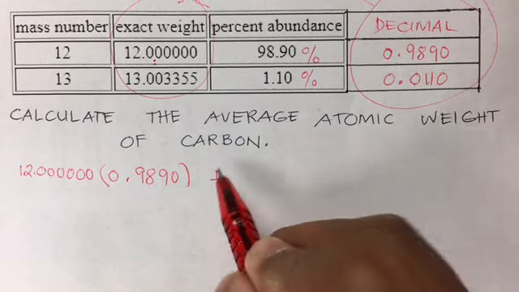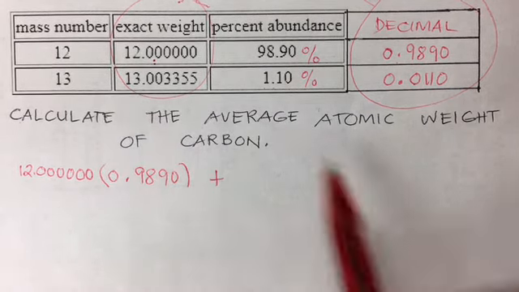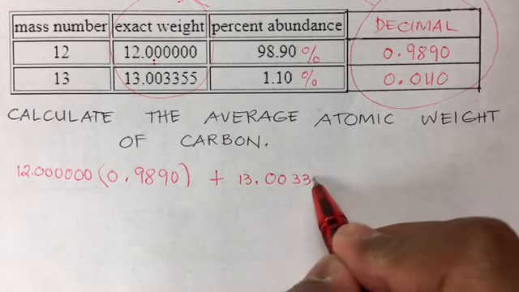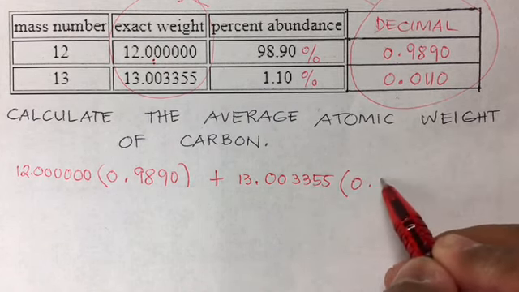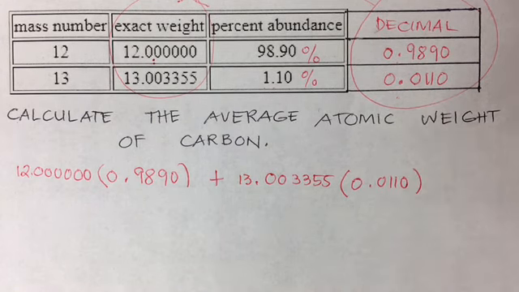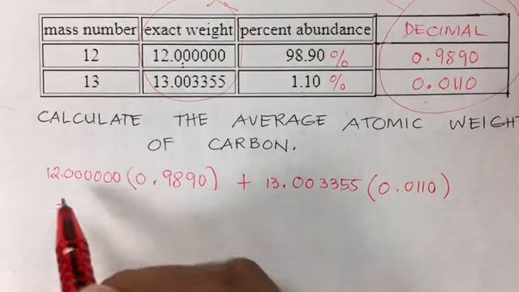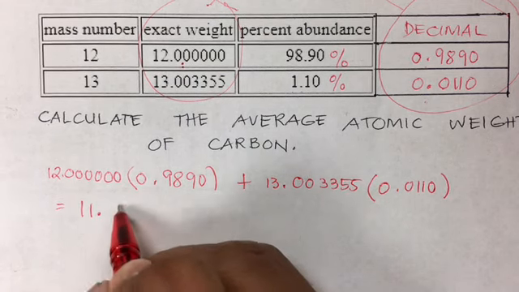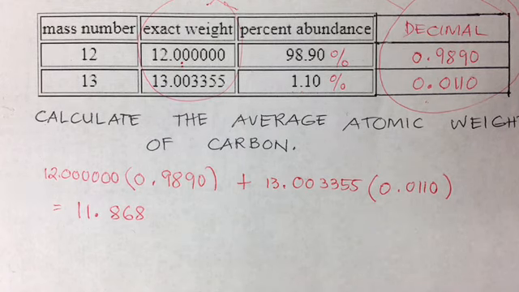Then you add it to the next isotope of carbon, which is carbon 13. So we now put the mass of carbon 13, that's going to be 13.003355, multiplied by its percent abundance expressed in decimal. Close that. And now we're ready to input this in the calculator. So we know that 12 times 0.9890 will give us 11.868. I hope that you have your calculator with you so that you can check whether you got the same value as I have gotten here.